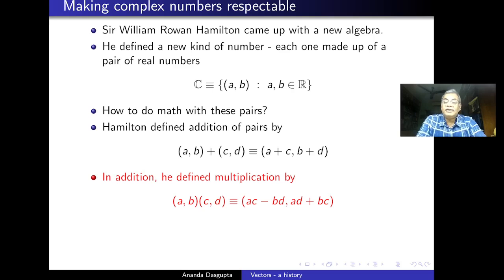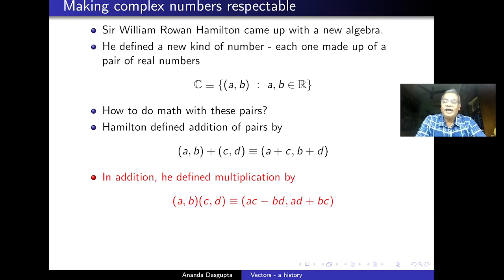Now, in addition, he defined multiplication by the following rule. A, B multiplied by C, D was defined by Hamilton to be the pair given by AC minus BD and AD plus BC. Now, you must have all realized what is being done here.